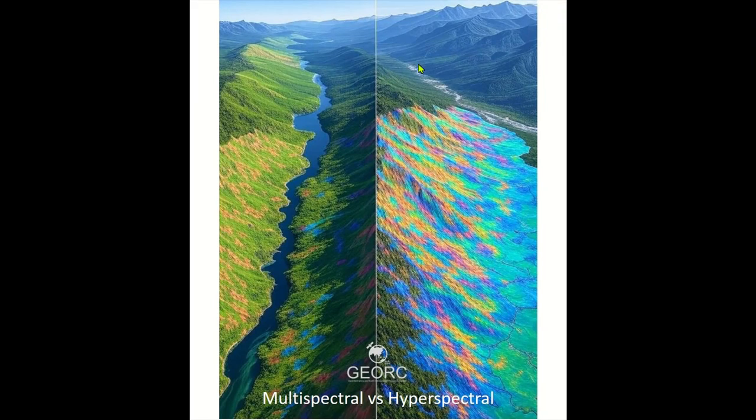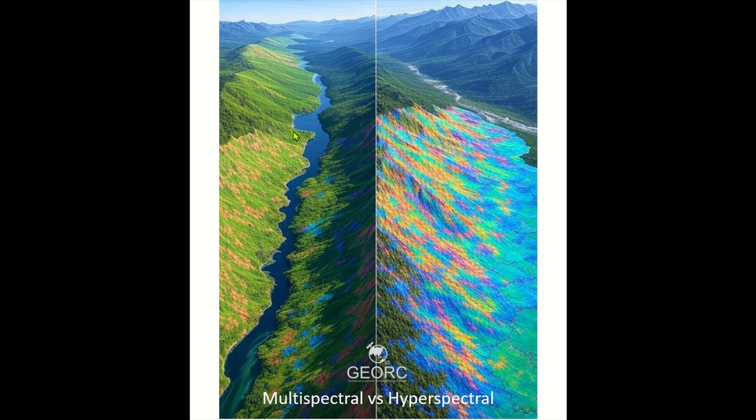Hello friends, today we are exploring multispectral and hyperspectral images and how they work with GIS and remote sensing. So let's get started with an easy example. Imagine you are a map maker using a satellite to study a big forest.